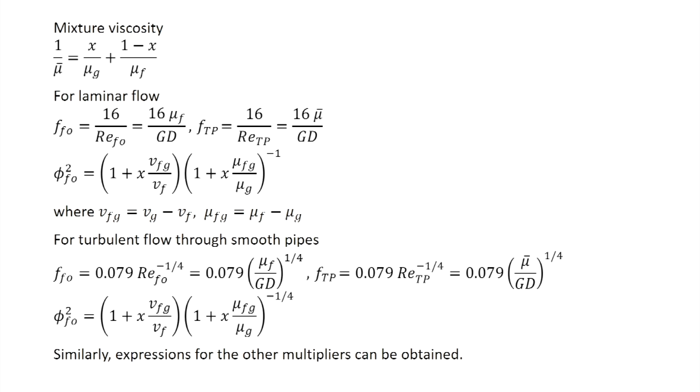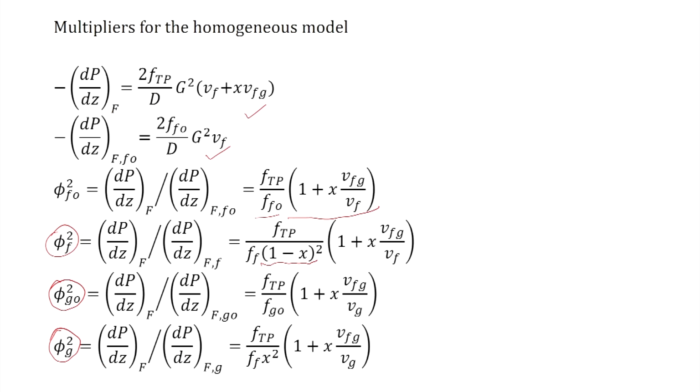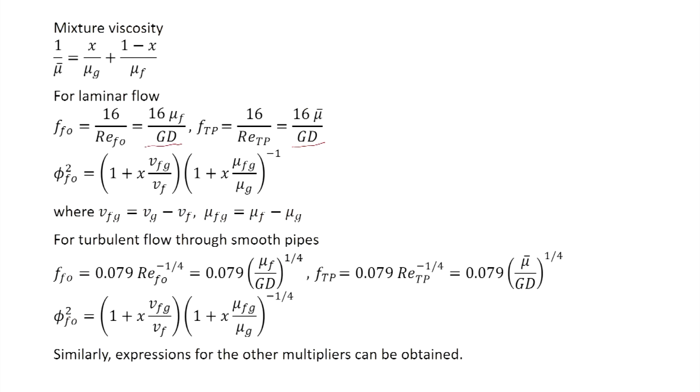Now, for laminar flow, the friction factor is given by 16 by Re. So, f_fo is equal to 16 by Re_fo, which is equal to 16 mu_f by G D, and f_tp is equal to 16 by Re_tp, equal to 16 mu bar by G D. And we substitute it here. So, here we have the ratio f_tp by f_fo. For f_tp and f_fo, we substitute these two expressions, and we use the expression for mu bar using the McAdams relation, and if we do that, then we get this relation for phi_fo squared.